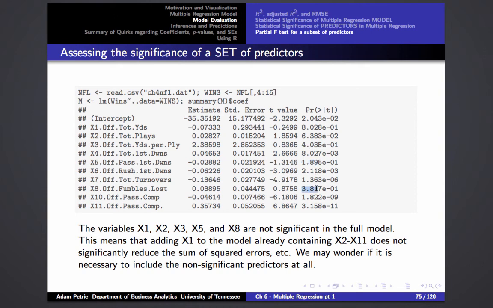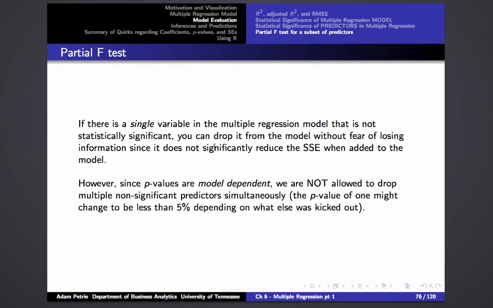So does that mean I don't need to include those in the model? If I add them into a model that contains the other variables in it, does that help me to predict y any better? Does that significantly reduce the sum of squared errors? To determine this, we need to perform what we call the partial F-test. The partial F-test will determine the significance of a set of predictors. If it's just a single variable that we're interested in looking at, well, the p-value of that test is already provided for us. It's what we've already been referring to.